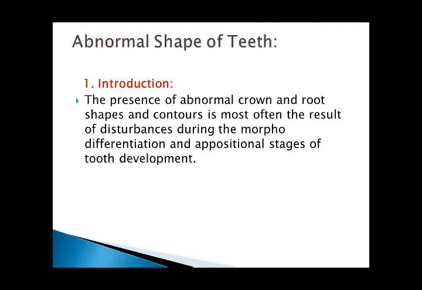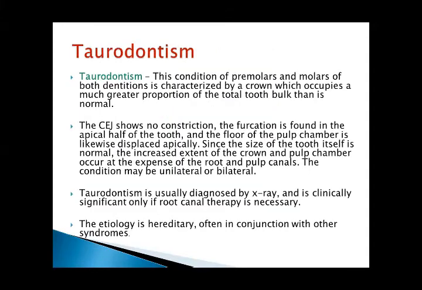Next is the abnormal shape of teeth. Taurodontism. This condition of premolars and molars of both dentitions is characterized by a crown which occupies a much greater proportion of the total tooth than normal.